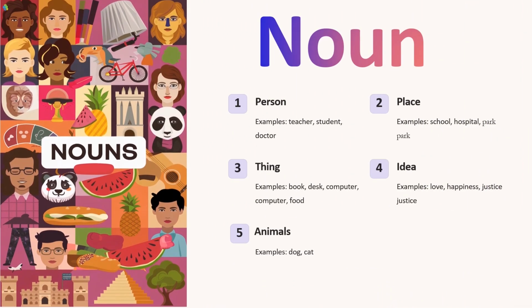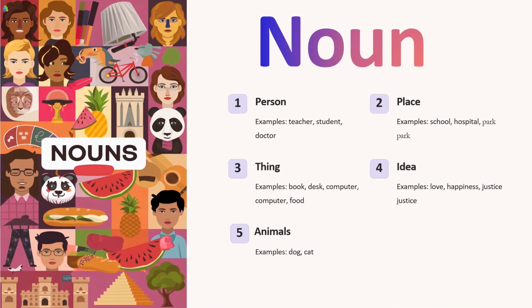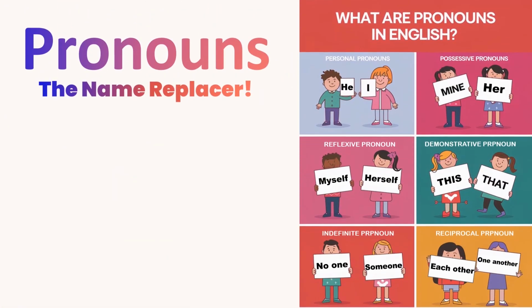Okay, next one is nouns. Nouns are the names of people, places, things, ideas, or animals. They love to tell you who or what we are talking about. For example, John eats pizza. John is a person and pizza is a thing. They are nouns. They are so important among parts of English. So if you can name something, it's probably a noun. Nouns are like your friend at a party who makes sure you know everyone's name.